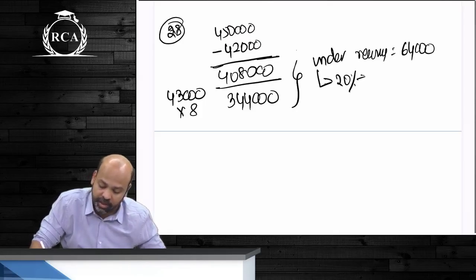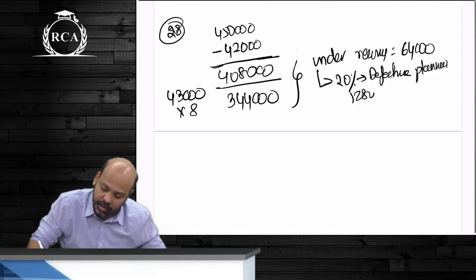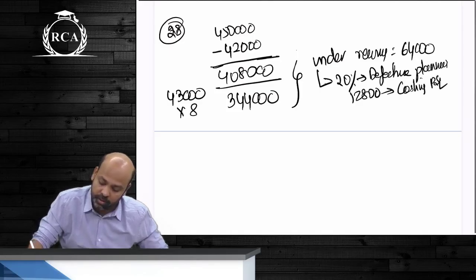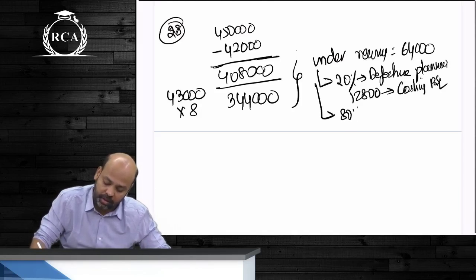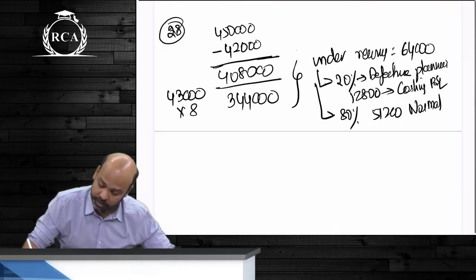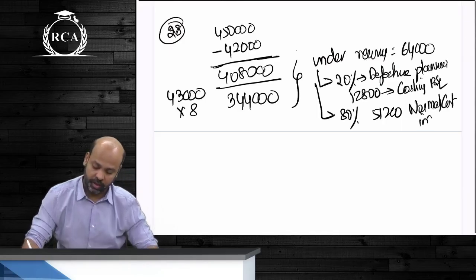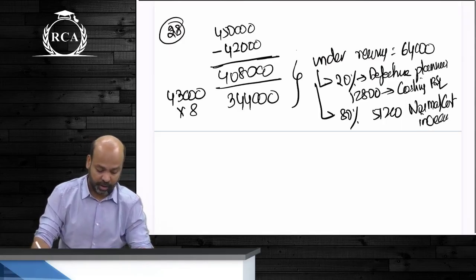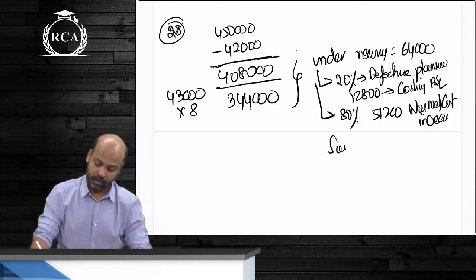20% बेटा defective planning, and that will go to 12,800 बेटा, will go to costing P&L account. The remaining 80%, 51,200, is due to normal cost increase. This normal cost increase के लिए बेटा you will have to compute supplementary rate. Yes or no?